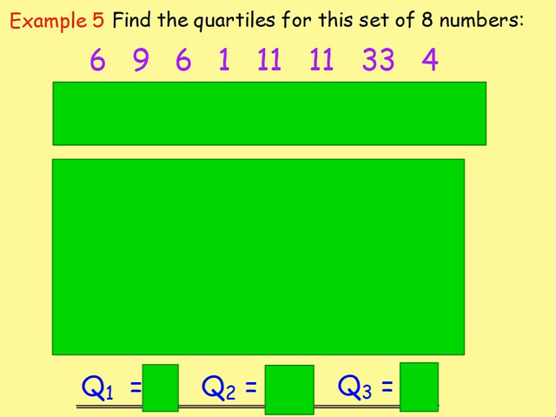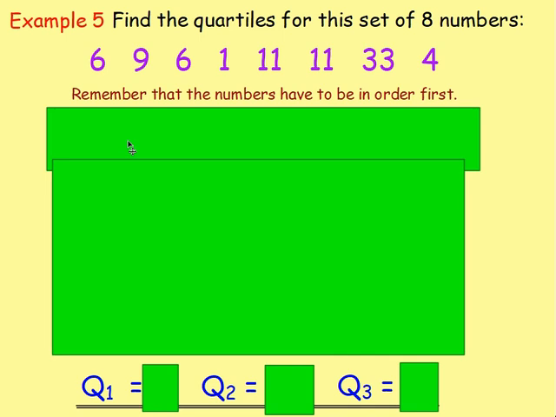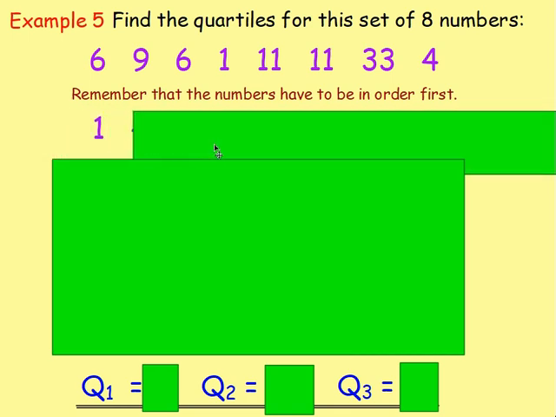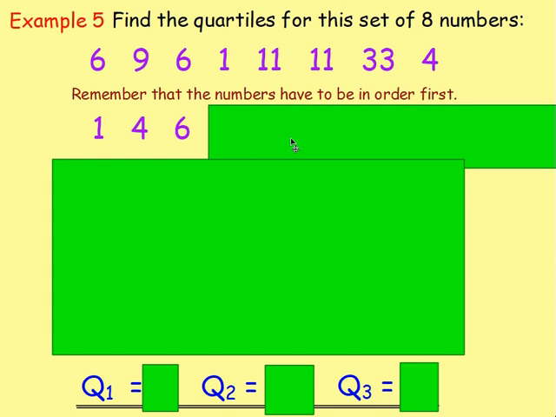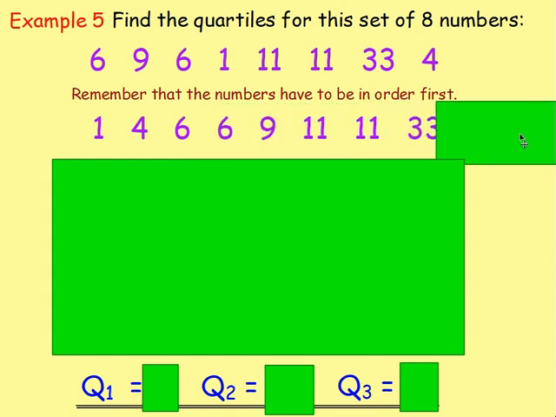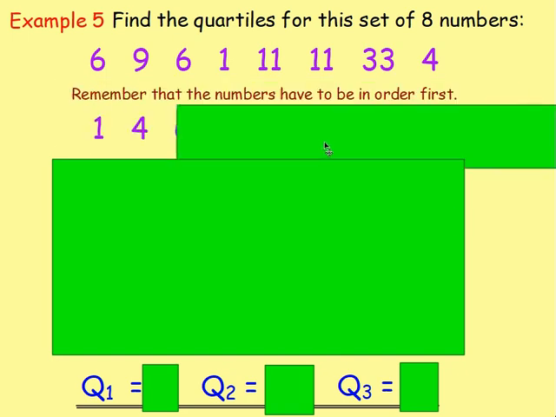Well, the numbers are not in order! If the numbers are not in order, just start off by putting them in order. So, if you put the numbers in order from smallest to largest, we've got a 1, a 4, a 6, another 6, a 9, 11, 11, and 33.